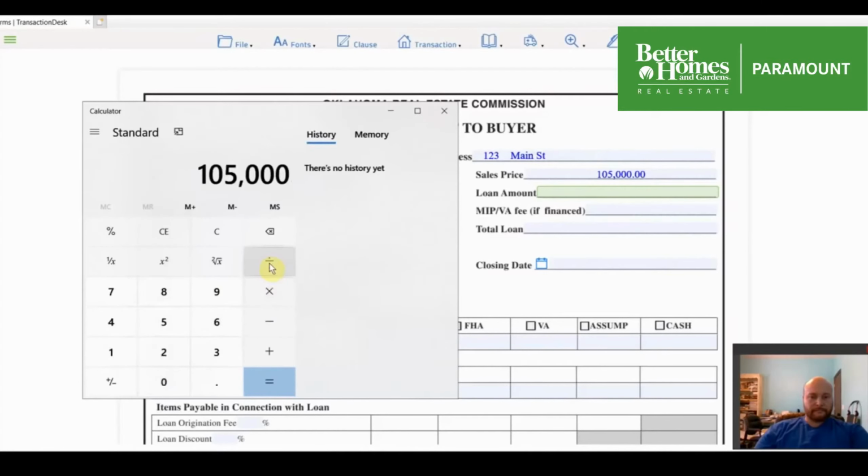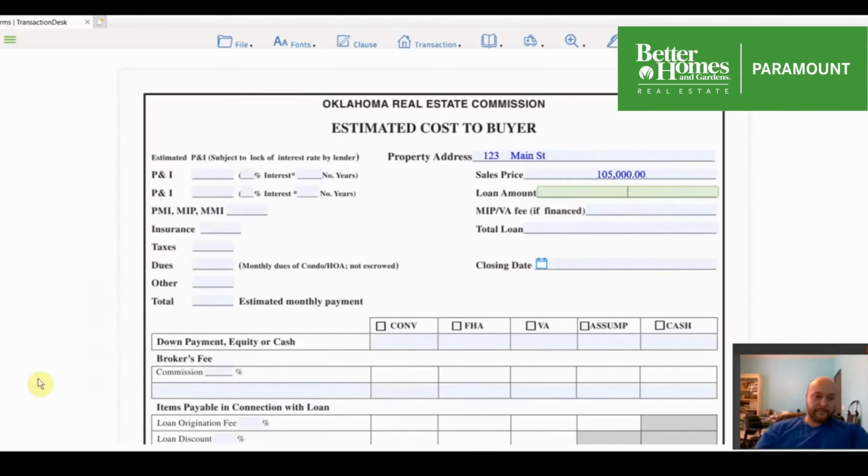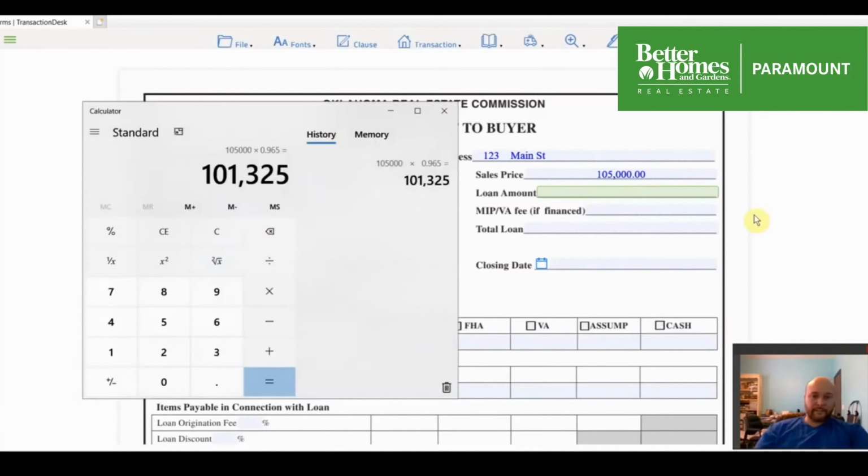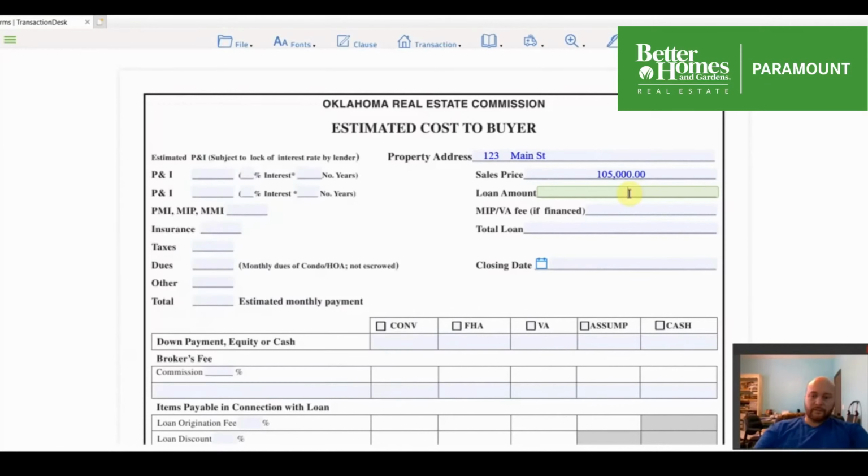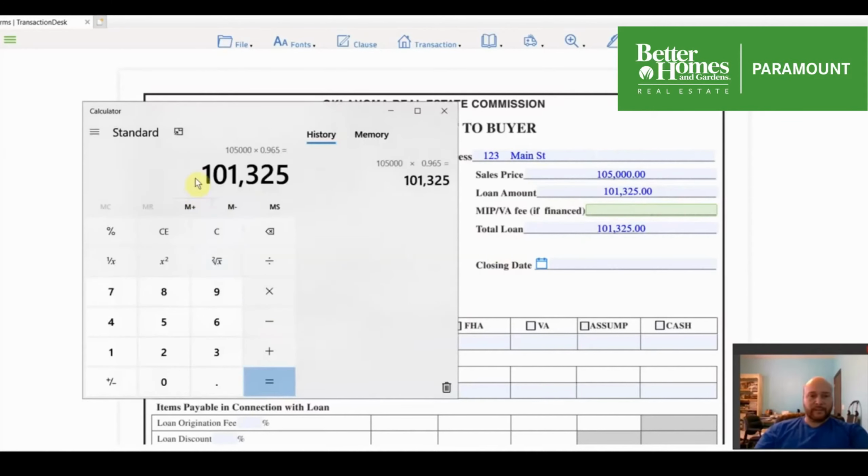divided by, or times 0.965, because that's the difference of 3.5% down. That's going to be your loan amount, 101,325. And let's say the funding fee is at 1.75% right now.